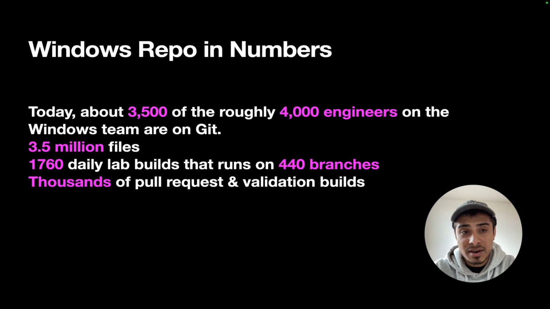It has an average of 1,716 daily lab builds that run on 440 branches. Wow, these numbers are staggering to me. And it generates thousands of pull requests and validation builds every day. This is a scale that I would love to work on.